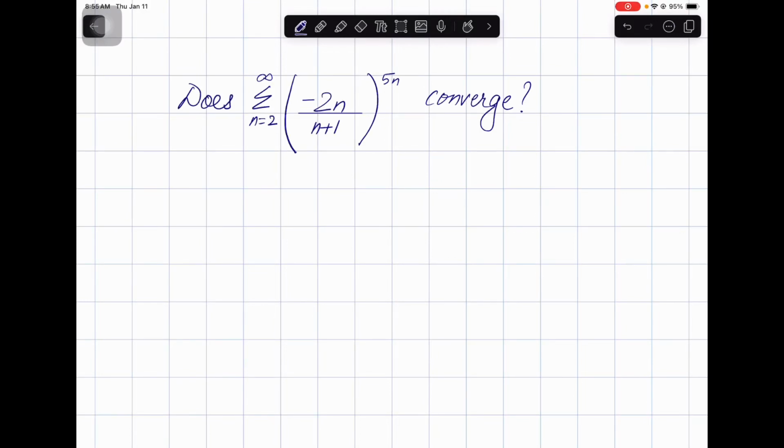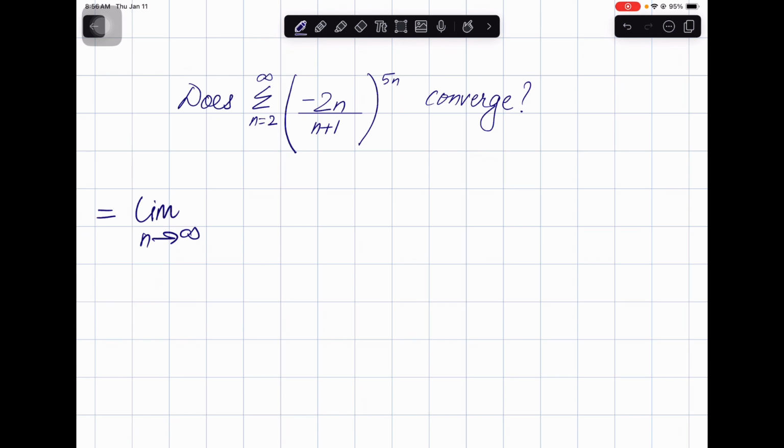Hey guys, today we'll be talking about the root test, something we have not discussed in our previous videos. So the question is, does this converge? If we were to use the ratio test, that would be our instinct, as we see a power of n raised to the whole thing. But if we were to use the ratio test, things get really messy.